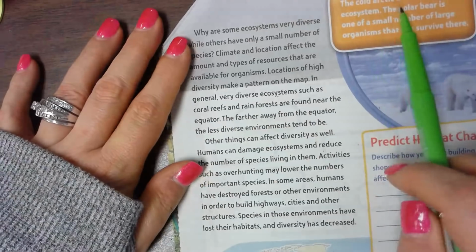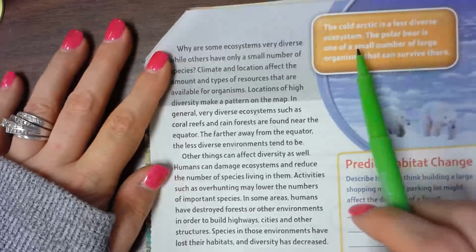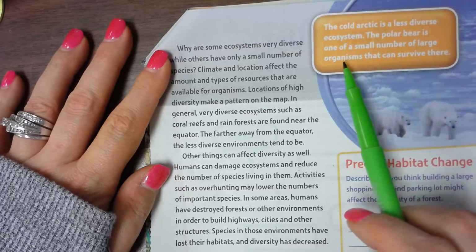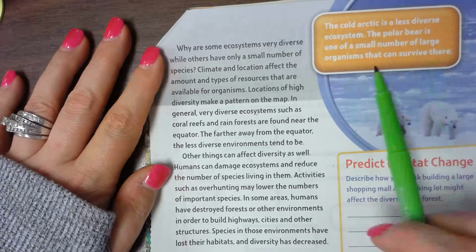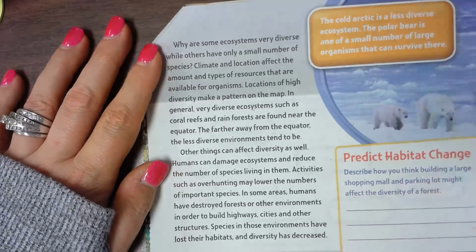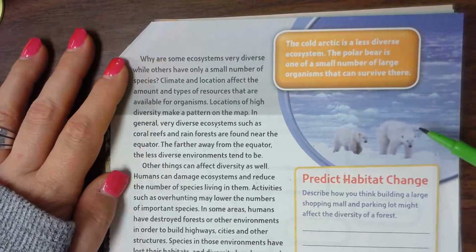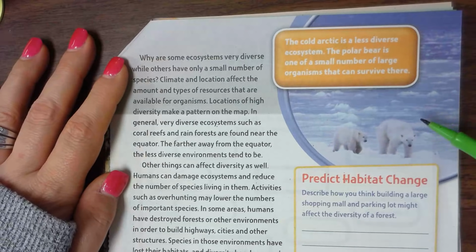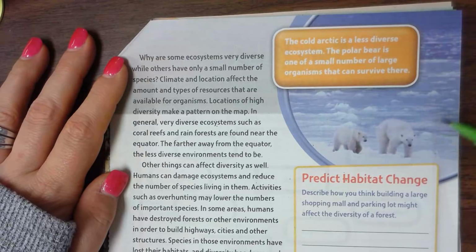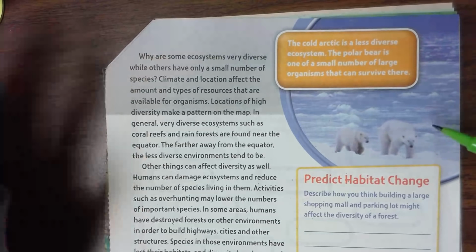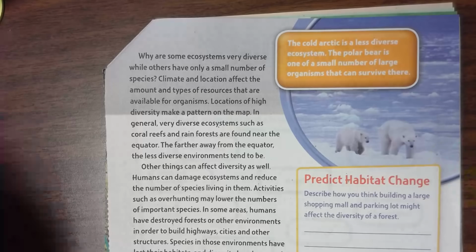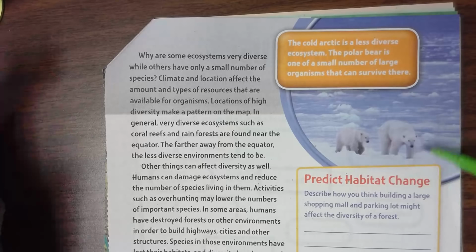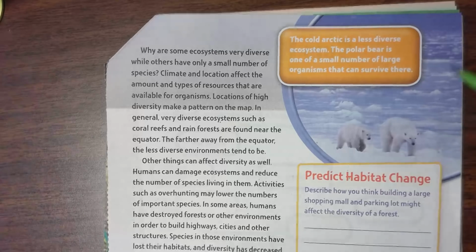The cold Arctic is a less diverse ecosystem. The polar bear is one of a small number of large organisms that can actually survive there. So if you had to think of all the animals that you know that live in the Arctic, you could probably count them all on one or just two hands. It's not like thousands of different species. There's only a few that can actually survive that cold temperature.